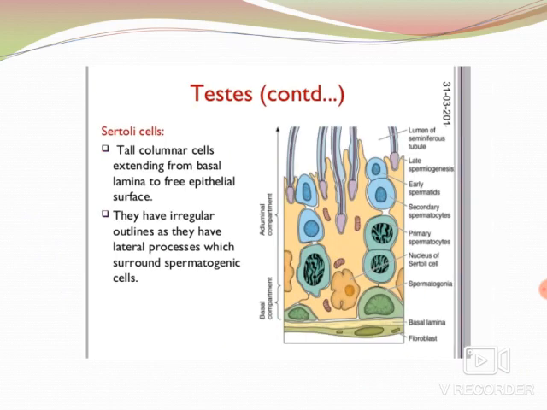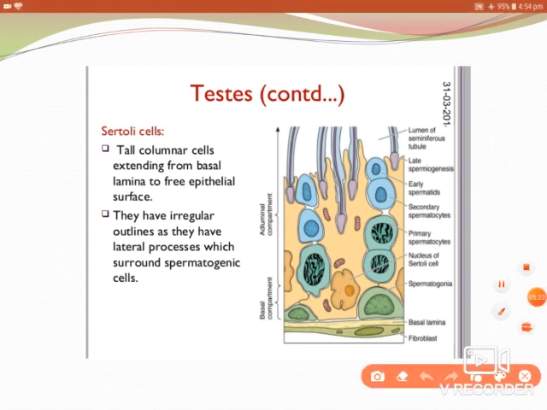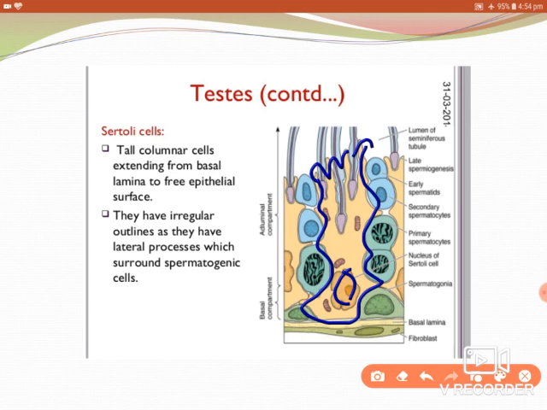Then in this schematic view, you can see the apical processes of the Sertoli cells. This one is the Sertoli cell. Here this is the basal nucleus. Inside here you can see the spermatogonia. Here are the primary spermatocytes, this one is the secondary, and here are the spermatids.